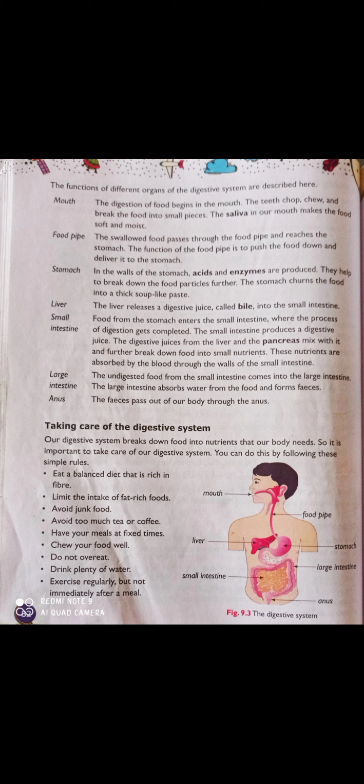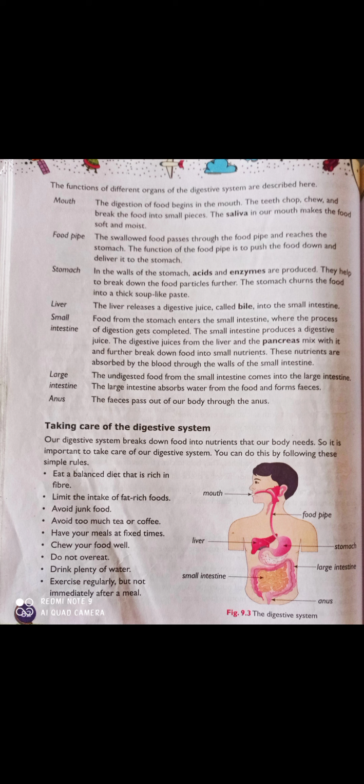Now in the stomach, various acids and enzymes are produced. They help to break down the food particles further. Stomach churns the food into a thick soup-like paste. Liver also produces a digestive juice called bile into the small intestine. And small intestine absorbs various nutrients from the food. And these nutrients are absorbed by the blood through the walls of the small intestine.